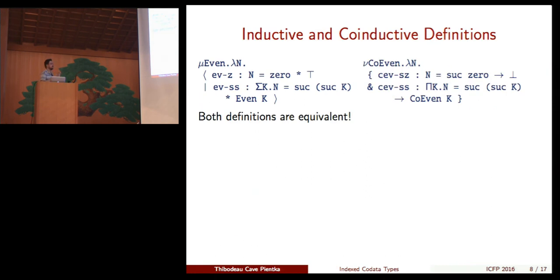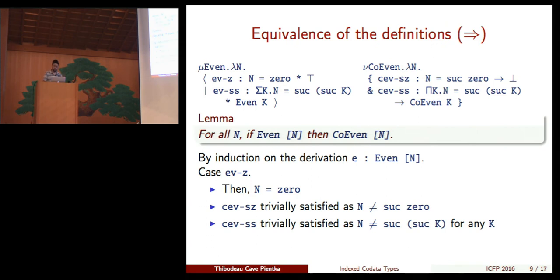So then, we have that those two definitions are in fact equivalent, and we can prove it in our language. And this is what we're going to do. But first, let's look at how you do the proof on paper. Let's look at the first direction. If we go from the inductive to the co-inductive interpretation, we can do that by induction on the input even of n. So we have two cases, EV of 0 and EV of successor.